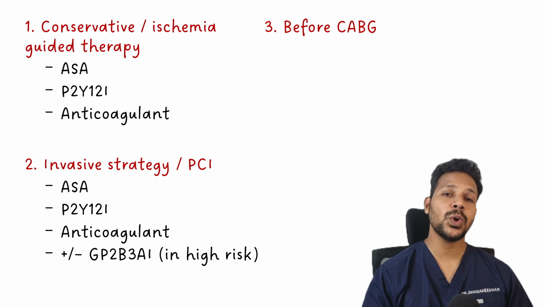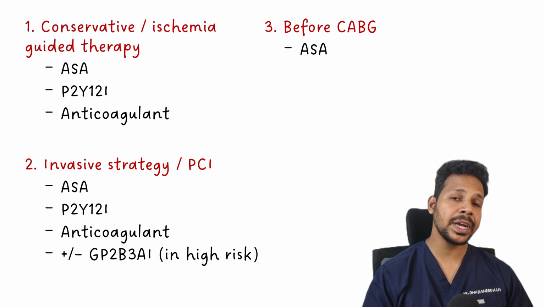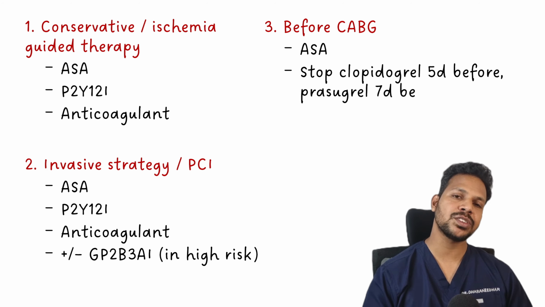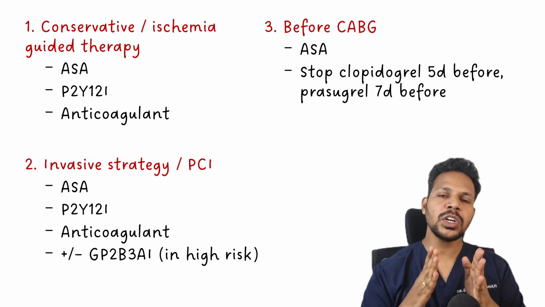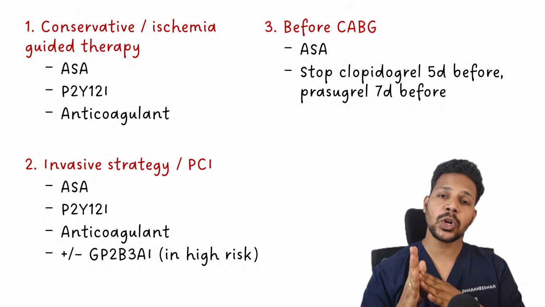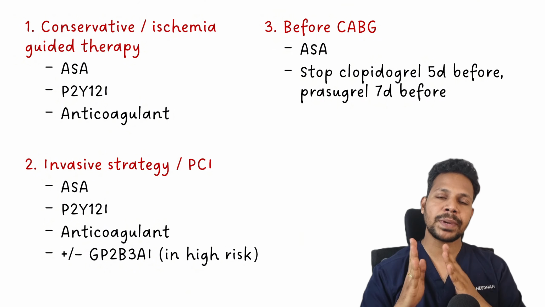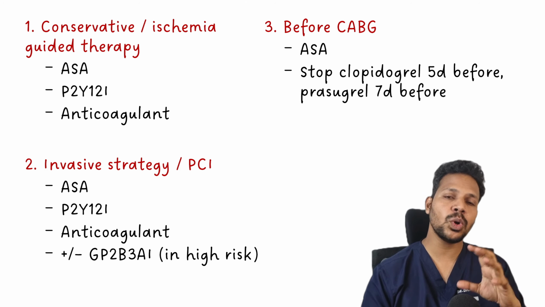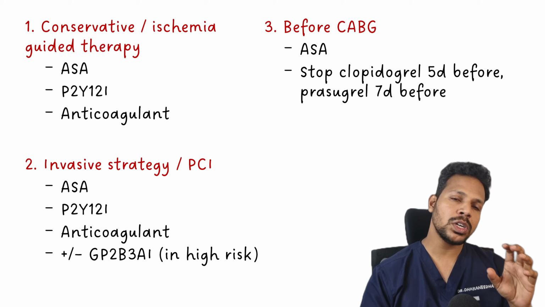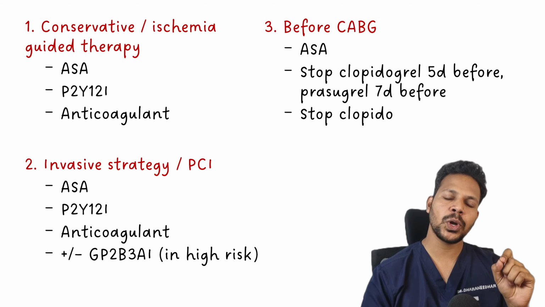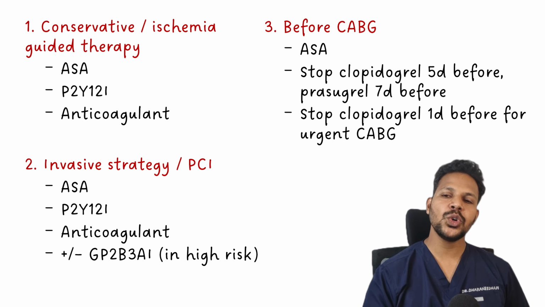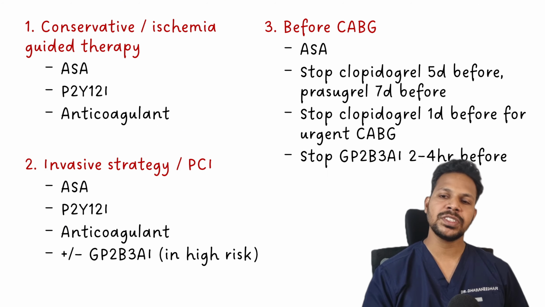But before CABG, what steps should you take? Aspirin can be continued, but stop clopidogrel 5 days before and stop prasugrel 7 days before. If you want to do CABG today, you should have stopped clopidogrel 5 days ago and prasugrel 7 days ago. If you want to do an urgent CABG, there is no time to wait for another week, so stop clopidogrel at least 1 day before CABG. And you should stop glycoprotein 2B3A inhibitors 2 to 4 hours before surgery.